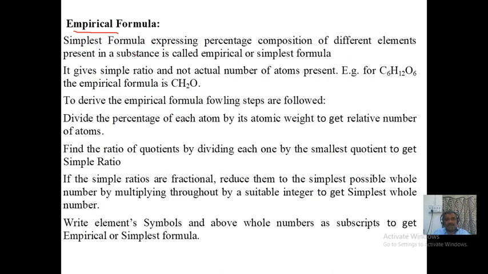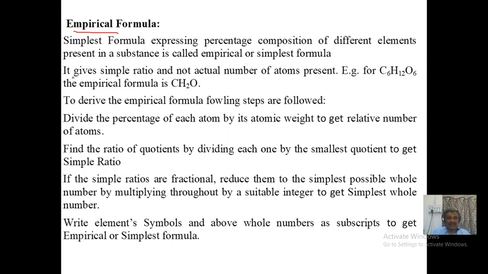Empirical formula is the simplest formula expressing the percentage composition of different elements present in a substance, which is known as empirical formula, or it is also known as simplest formula. For example, benzene, friend, C6H6. If I divide by 6, what will I be getting? CH. So for benzene, the simplest or empirical formula is CH, friends.